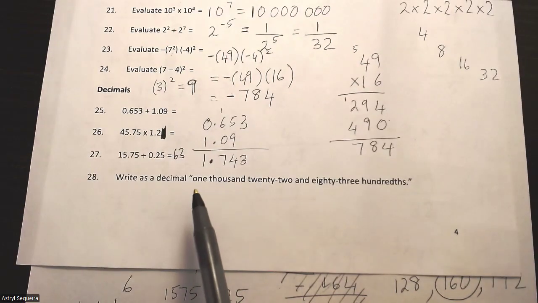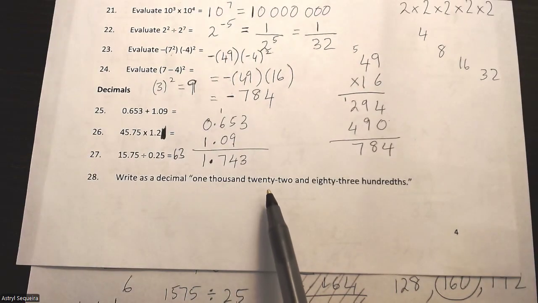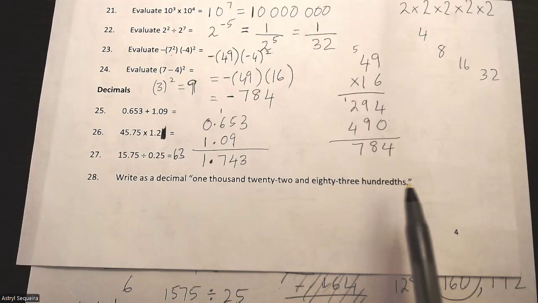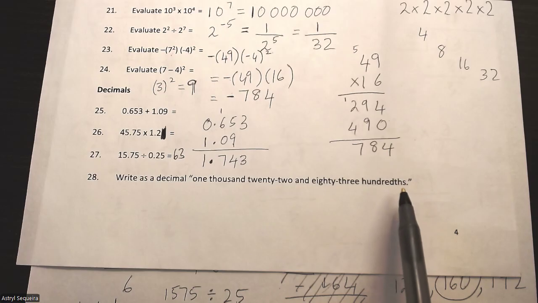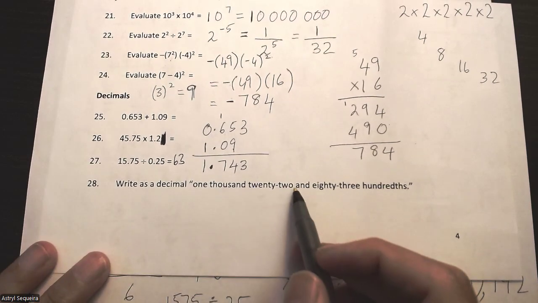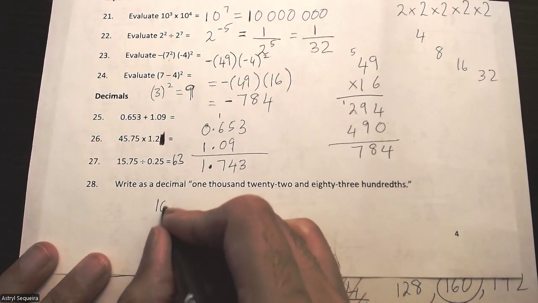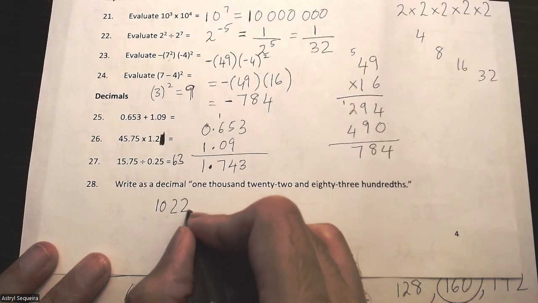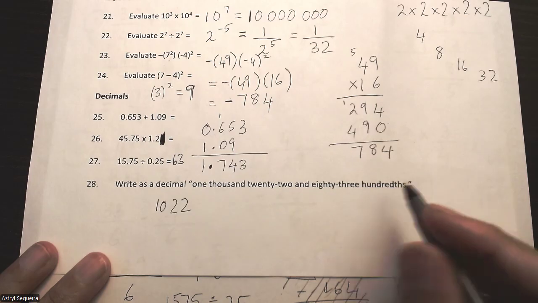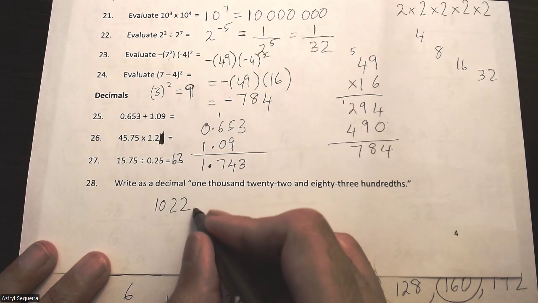Question 28, write as a decimal 1022 and 83 hundredths. So 1022 is just 1022. Then 83 hundredths. Hundredths is my decimal place.